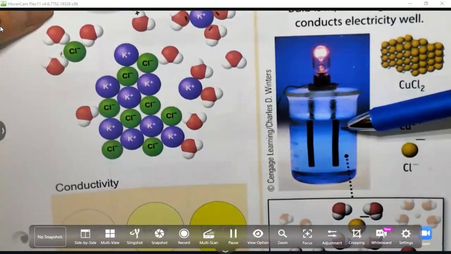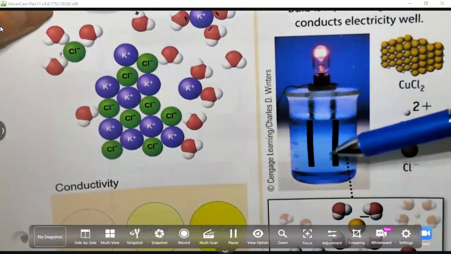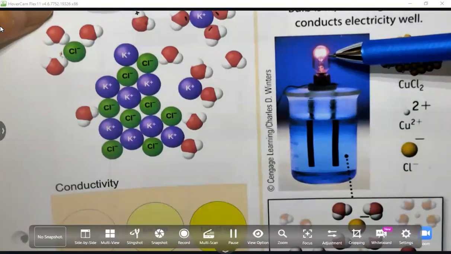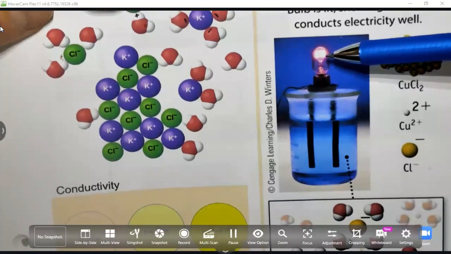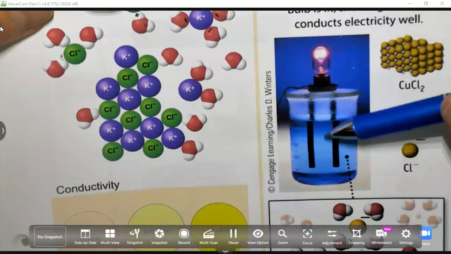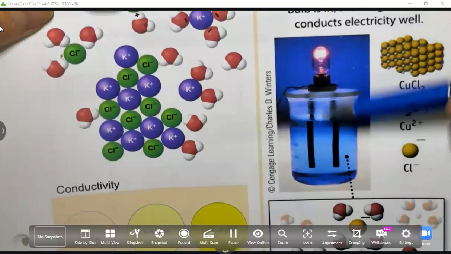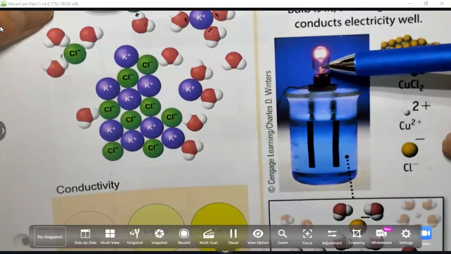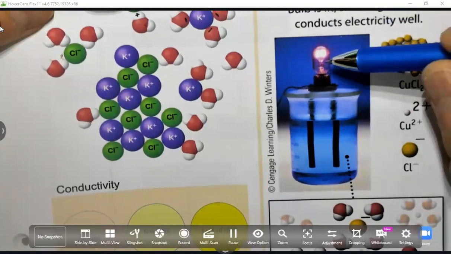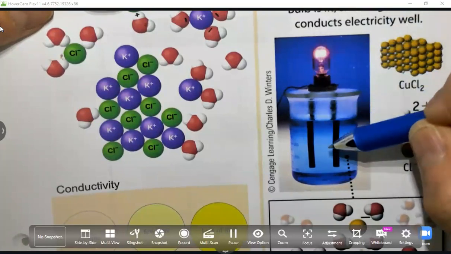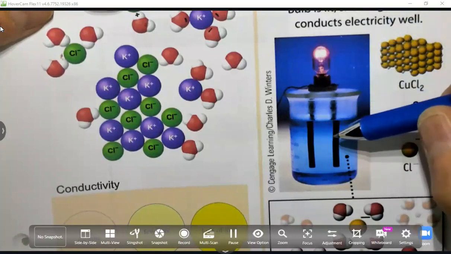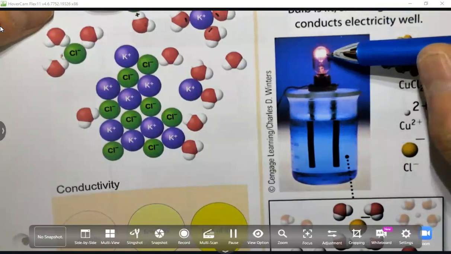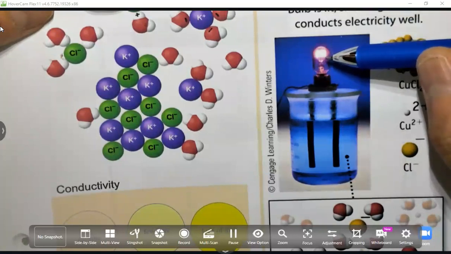If you had lots of ions in solution like salt water, this light bulb lights up bright. If you've got only a few ions in solution, it would be dimly lit. An example of that would be vinegar. And if you dissolve sugar in there, sugar will not produce any positive and negative charges. The light bulb really wouldn't light up.